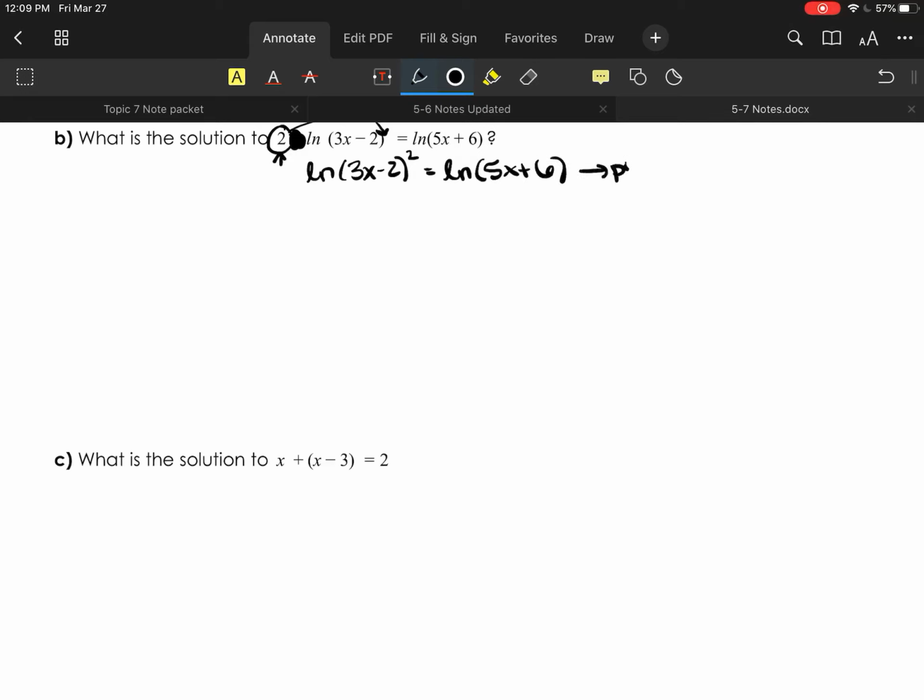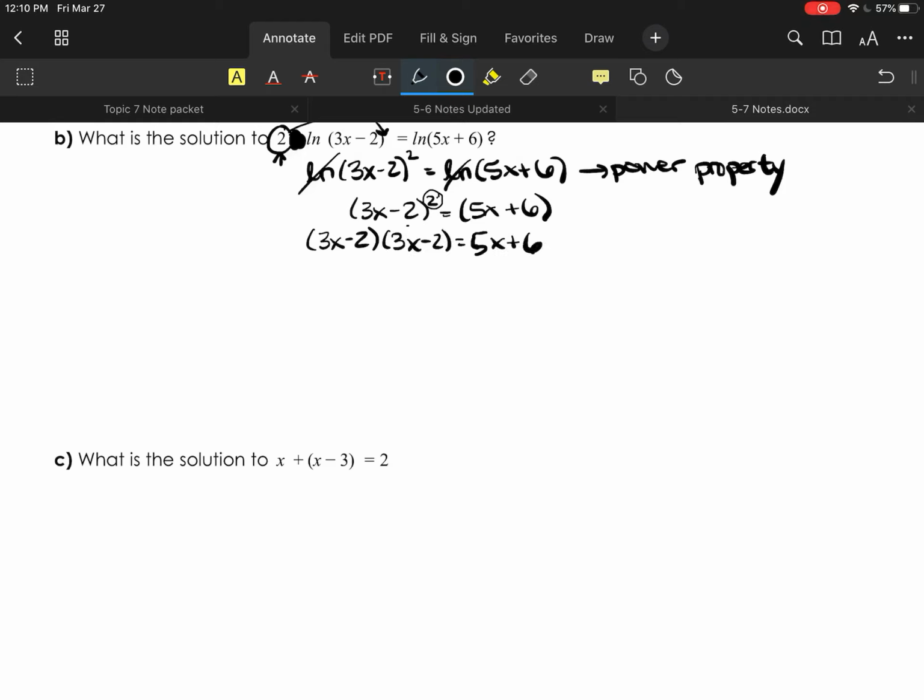So that is the power property. When in doubt, see if you can use the power property. It usually helps out quite a bit. Now you have log equals log. So I'm just going to drop the logs out, and I have 3x minus 2 squared equals 5x plus 6. 3x minus 2 squared is not 9x squared minus 4. Remember, you can't just distribute that exponent. What that means is that this is 3x minus 2 times 3x minus 2 equals 5x plus 6.